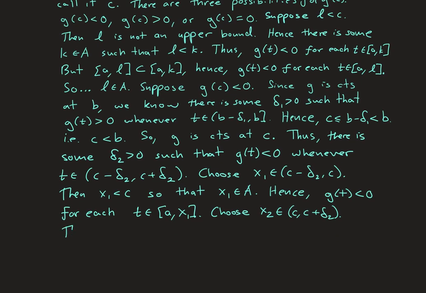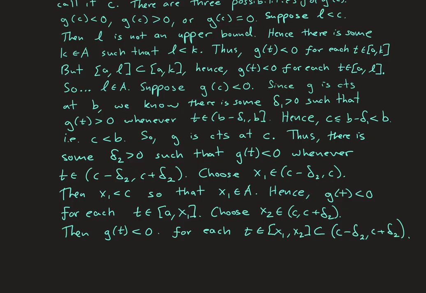Then I think g of t is less than 0 for each t in the closed interval x sub 1 to x sub 2. Why? Because that closed interval is a proper subset of the larger interval within which I know g is negative.